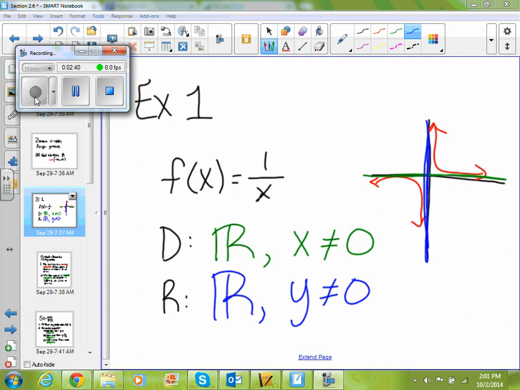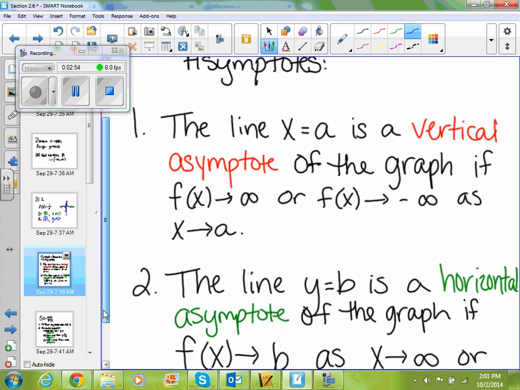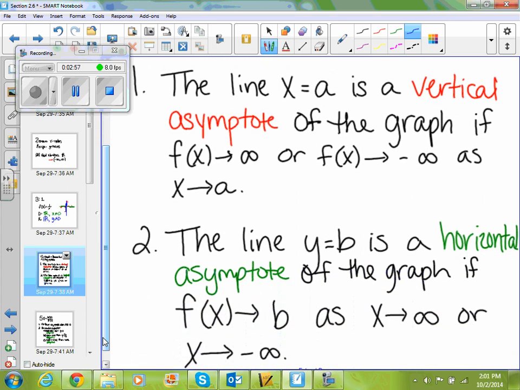Okay, and so these lines that our graph never crossed, those are called asymptotes. So let's look at how we find our vertical and horizontal asymptotes. Okay. So the line x equals a is a vertical asymptote of the graph if f of x approaches infinity or f of x approaches negative infinity as x approaches a. Okay, that's called a vertical asymptote. So we saw that on our last graph as being that blue line that I drew.